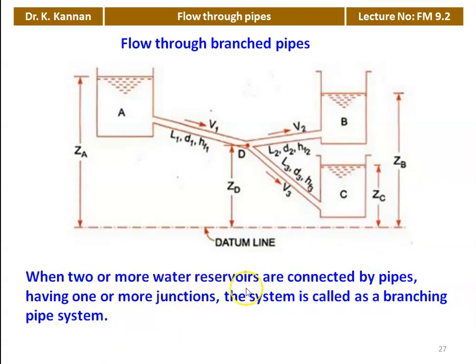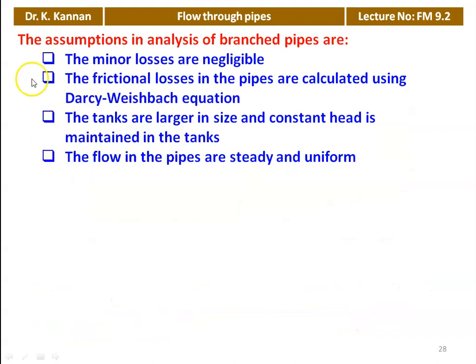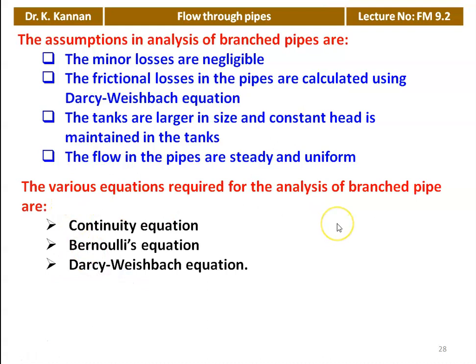When two or more water reservoirs are connected by pipes having one or more junctions, the system is called a branching pipe system. The assumptions in the analysis of branched pipes are: the minor losses are negligible; the frictional losses in the pipe are calculated using the Darcy-Weisbach equation; the tanks are large in size and constant head is maintained in the tank; and the flow in the pipe is steady and uniform. These are all the assumptions for the calculation. The various equations used for the analysis of the branched pipe are the continuity equation, Bernoulli's equation and the Darcy-Weisbach equation to calculate the frictional head.